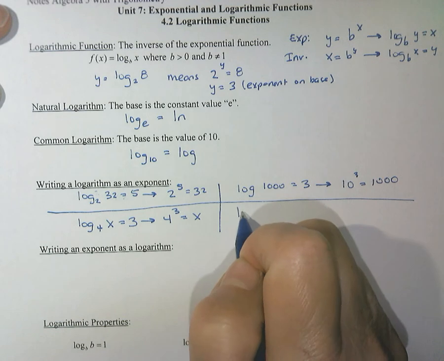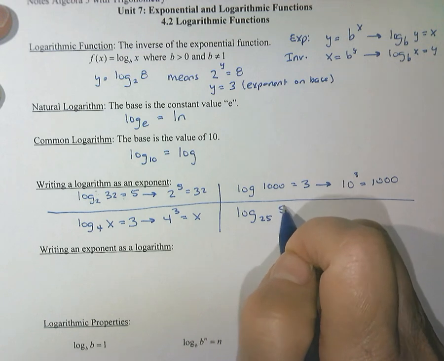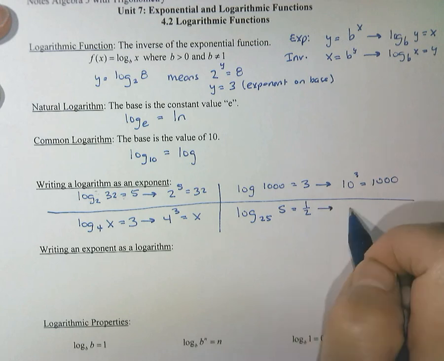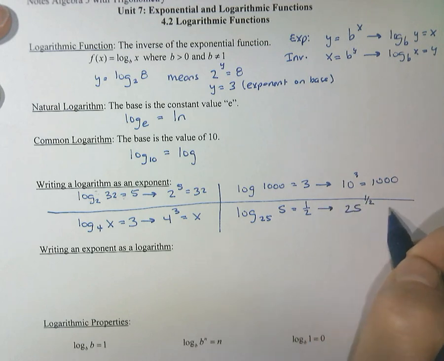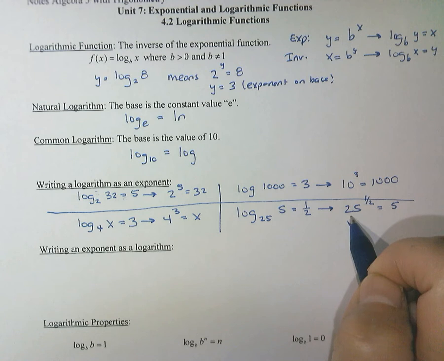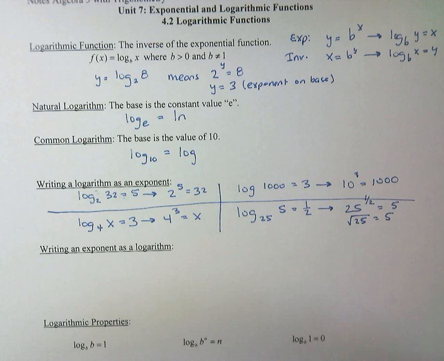And the last example I have here, if I have log base 25 of 5 is equal to 1/2. If I write that as an exponent, it's going to be 25, my base, to my exponent equals my value. And at this time, it's a good thing to talk about this 25 to the 1/2 power. Well, that's just saying the square root of 25 is equal to 5. So when we're using exponents and logarithms, we're going to use rational exponents more than we will use square roots.